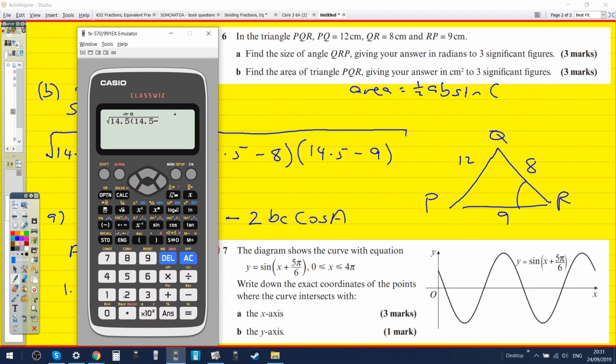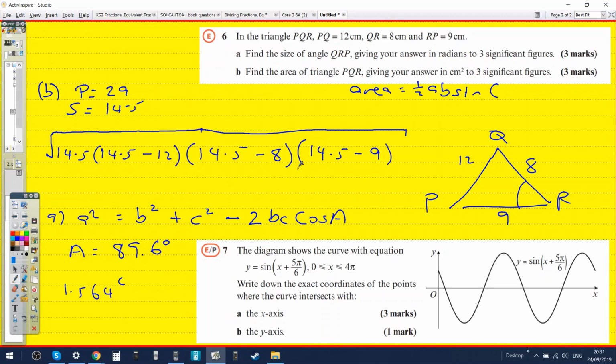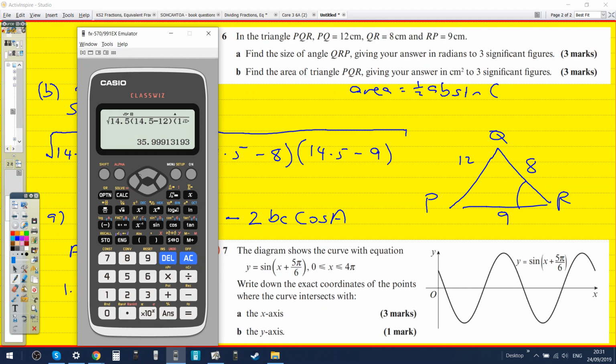So half ab, and we know one of the angles. So half times 9 times 8 times sine of 1.564, because we're working in radians. 9 times 8 times sine. And that gives us 0.983.